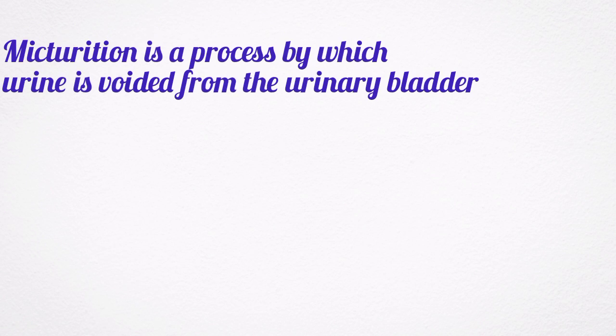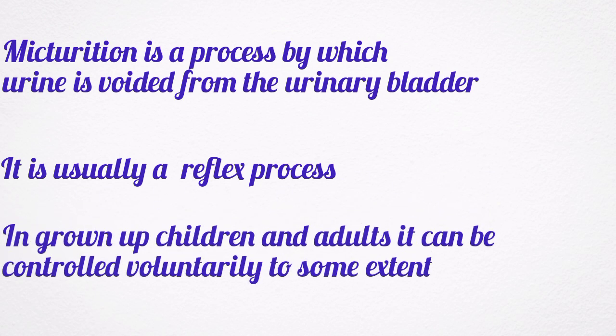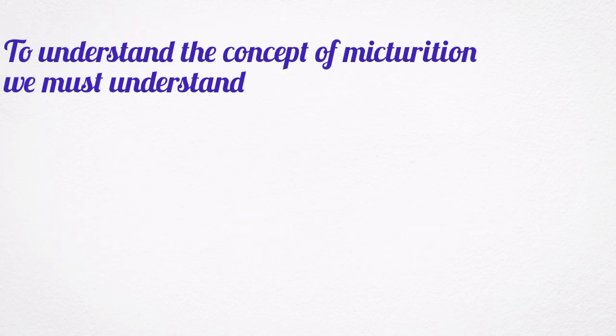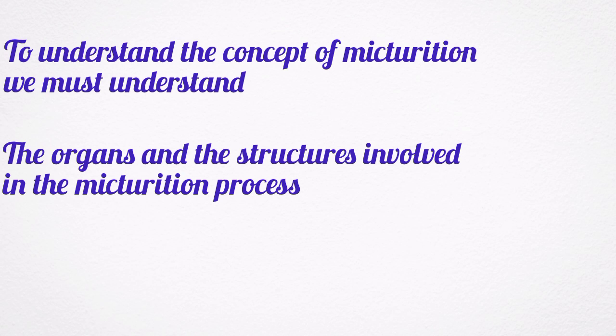Micturition is a process by which urine is voided from the urinary bladder. It is usually a reflex process. However, in grown-up children and adults, it can be controlled voluntarily to some extent. To understand the concept of micturition, we must understand the organs and the structures that are involved in the micturition process.